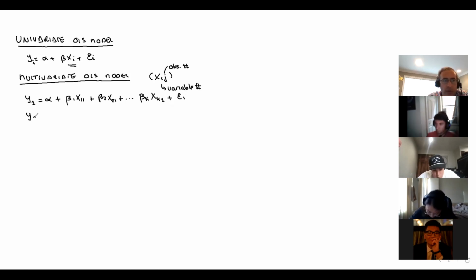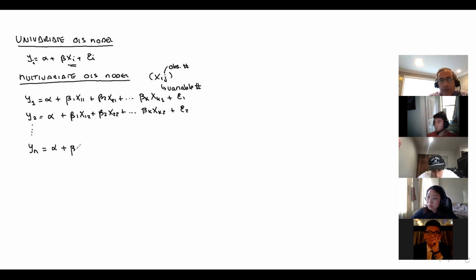Now, if I do the second observation, it is y, second observation. It's going to be, again, a constant, beta 1, first variable, but second observation, correct? Guys, you agree? The second one is going to be beta 2, second variable, second observation, beta k, variable k, second observation, plus the second error. If you do this several times, assume that we have n observations. So y position n, the last row of Excel, is going to be equal to alpha plus beta 1 times variable 1 observation n, plus beta 2 variable 2 observation n, plus beta k variable k observation n, plus its error.